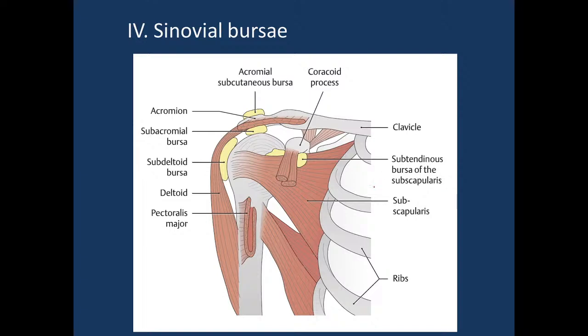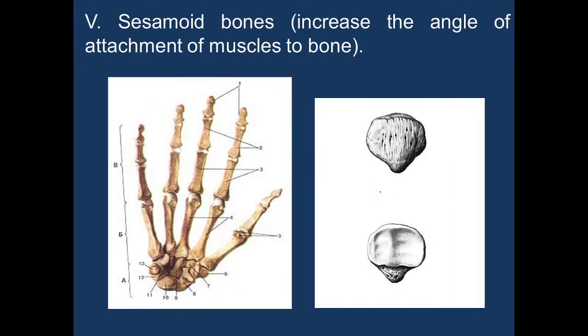Synovial bursa, this is a yellow structure here. They are located under muscles between joints and also reduce friction. And the last muscle assistance, muscle assistance, are sesamoid bones. You have heard about these bones. We studied osteology, or bones.